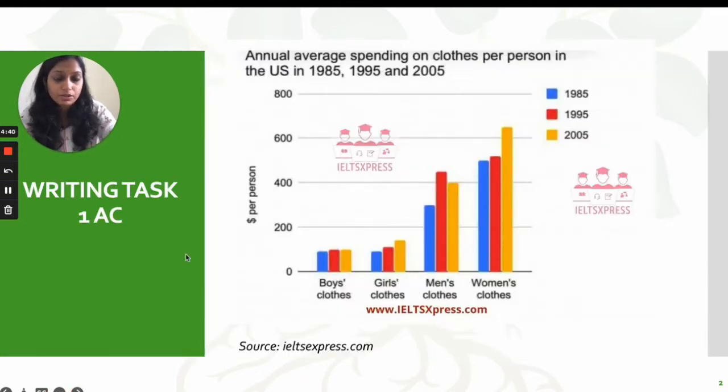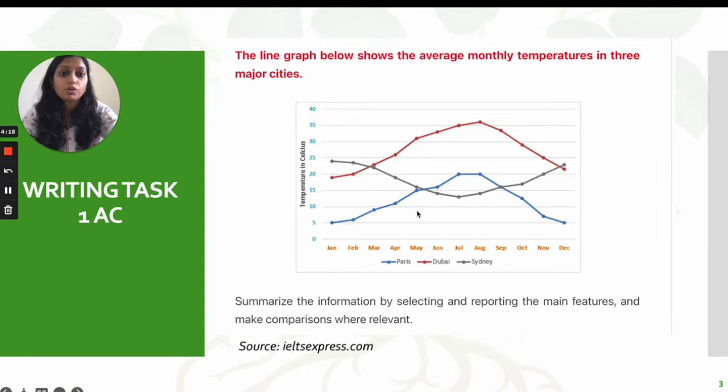Now this particular graph was taken from IELTSexpress.com, and the question that came on the exam day was a bar chart that depicted dollars spent per person on boys' clothes, girls', men's clothes, and women's clothes in three different years: 1985, 95, and 2005. Now, there was also another question that was asked in some centers, which was a line chart, and this showed monthly temperatures in three cities: Paris, Dubai, and Sydney. And this was throughout the year.